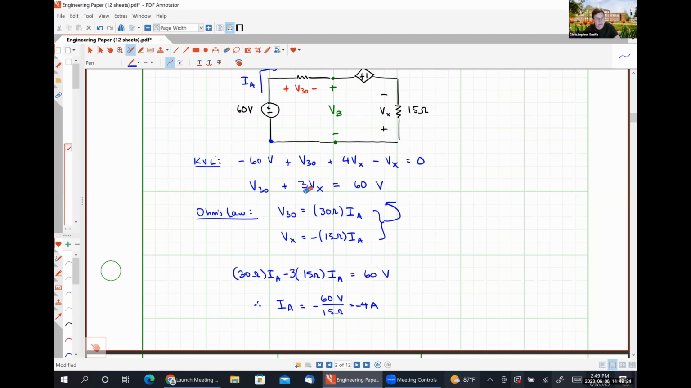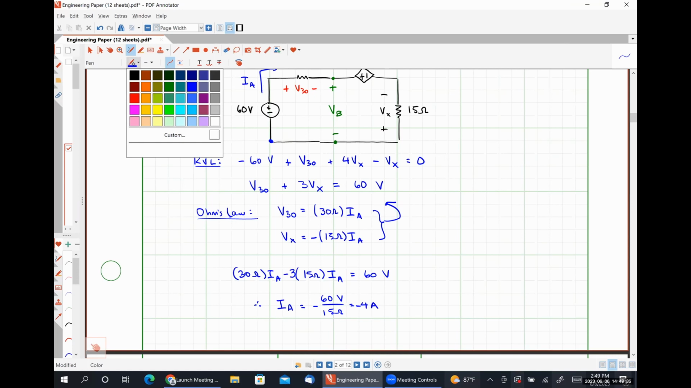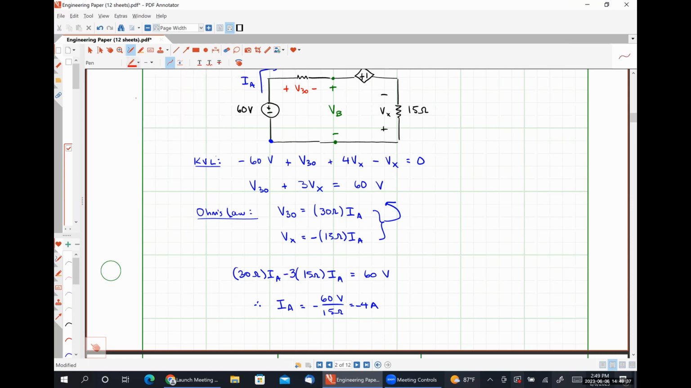All right, so with that correction, are we all in agreement that IA should be negative 4 amps? Yes. All right. So now let's talk about how we can use Kirchhoff's voltage law to find this quantity VB. I'm going to do it over here on the right-hand side so that we can still see our schematic diagram.